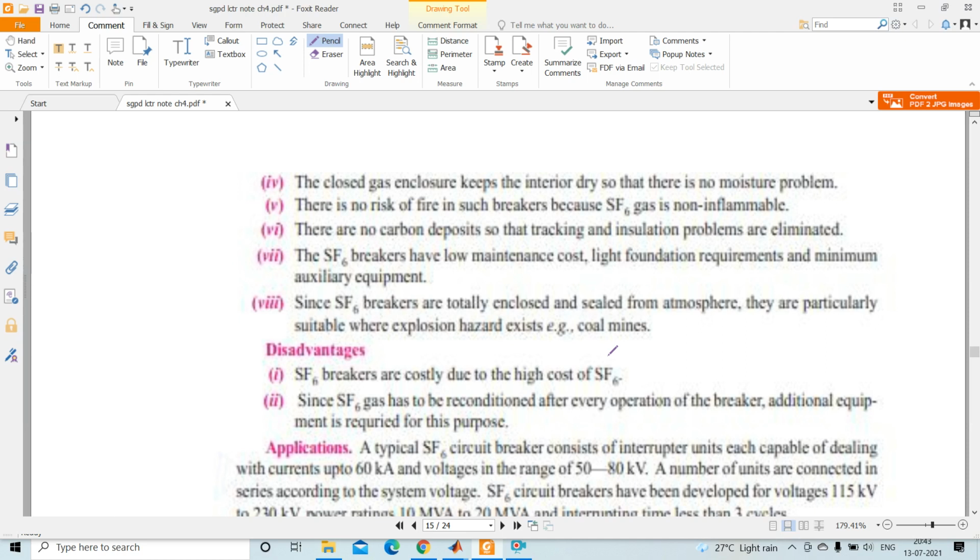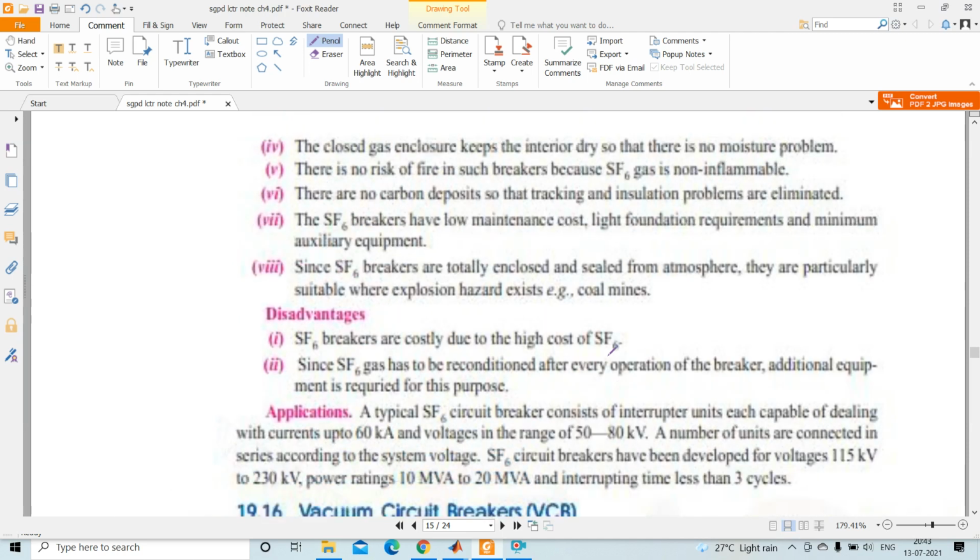And there are two disadvantages of this SF6 circuit breaker. What are those? It is very costly due to the high cost of SF6, and since SF6 gas has to be reconditioned after every operation of the breaker, additional equipment is required for this purpose. Now its application.